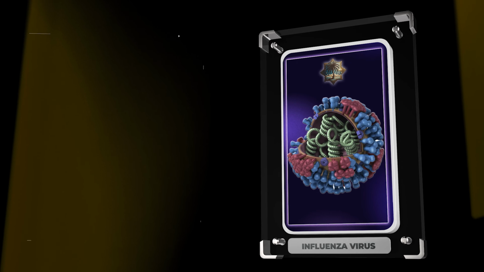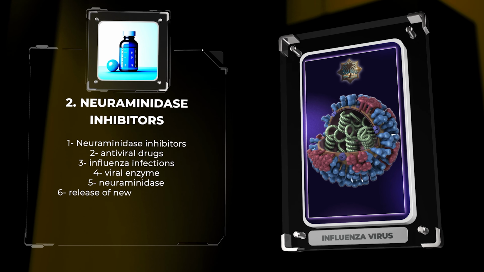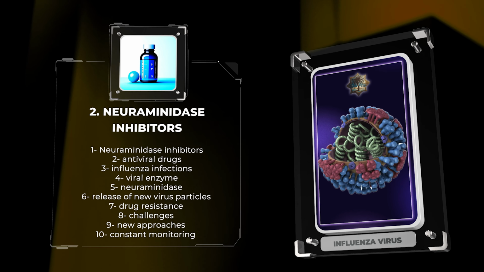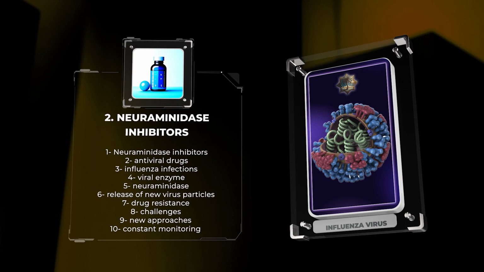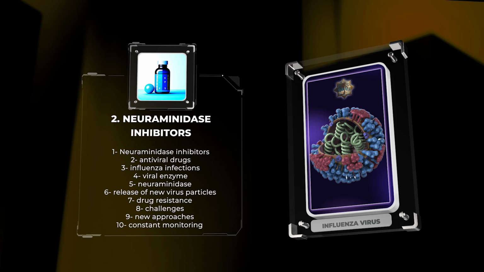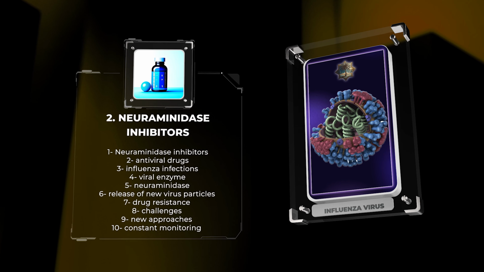Neuraminidase inhibitors are important antiviral drugs for treating influenza infections. They block a viral enzyme called neuraminidase, which is crucial for the release of new virus particles. However, the rise of drug resistance presents challenges that require new approaches and constant monitoring.